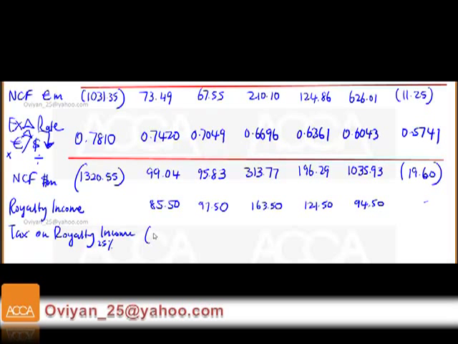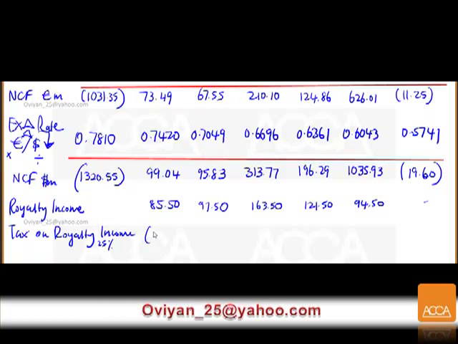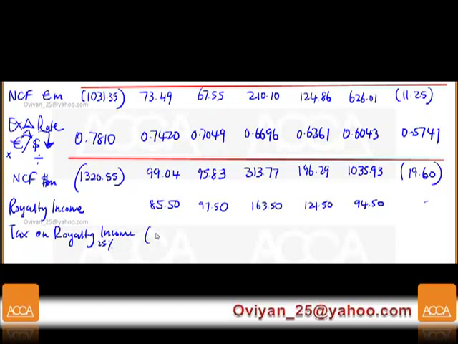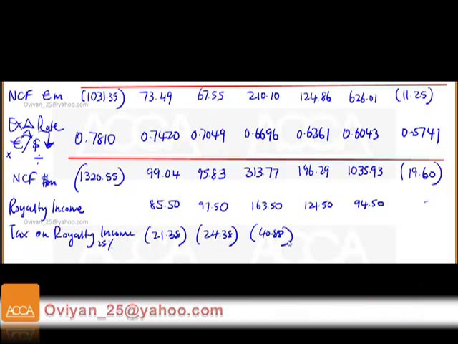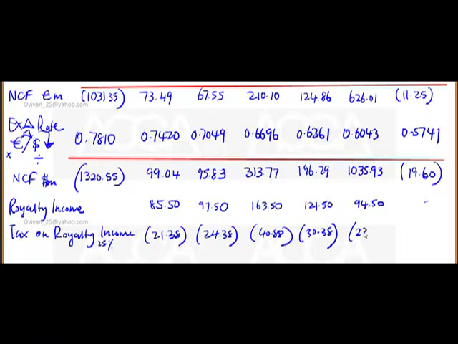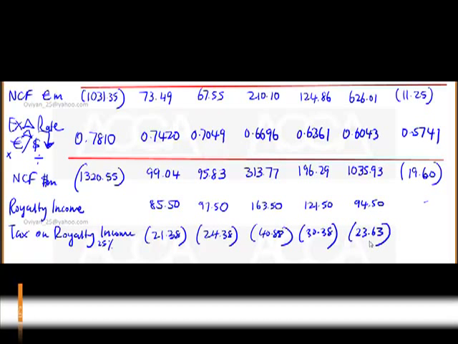Check. Is it in the same year? Yes, paragraph number 1. Tax is paid in the same year. So it's going to be 21.38. This is going to be 24.38, 40.88, 30.38, 23.63.